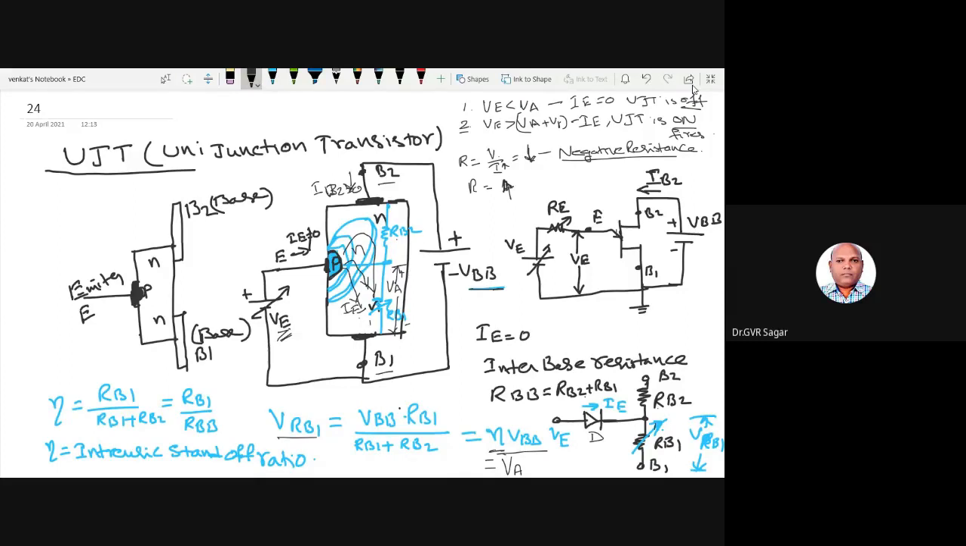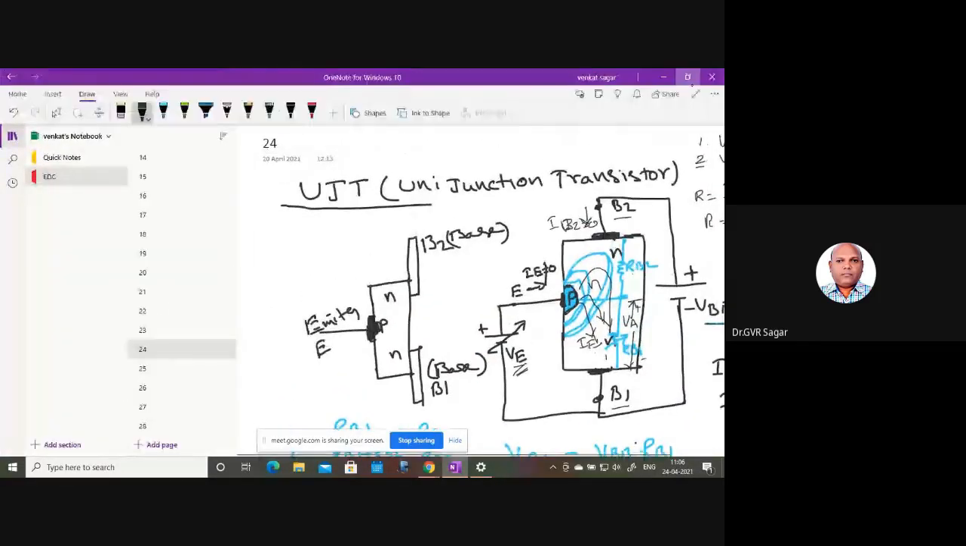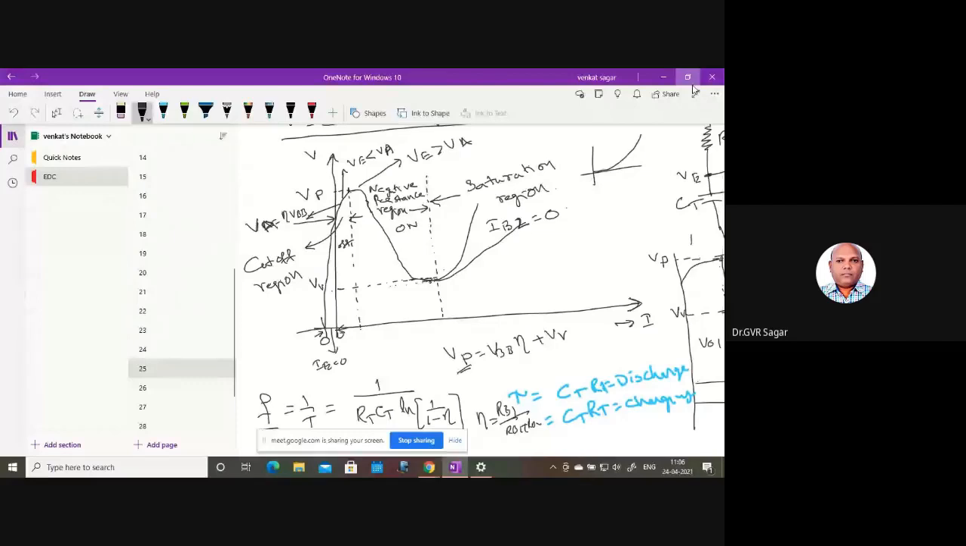Because of this high current, the resistance here decreases. As the resistance decreases, the voltage drop at the emitter also decreases. That can be shown in the characteristic curve. The voltage decreases and the current increases, so there is a decreased resistance, and that is called the negative resistance region. In this region, the UJT is in the on state, right?